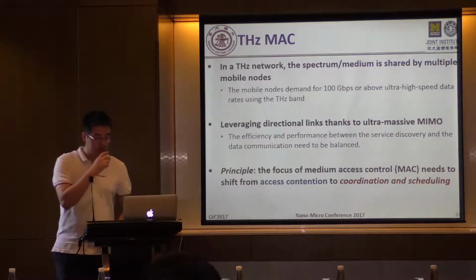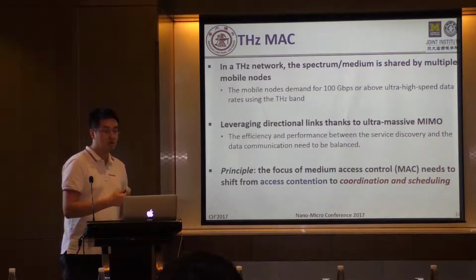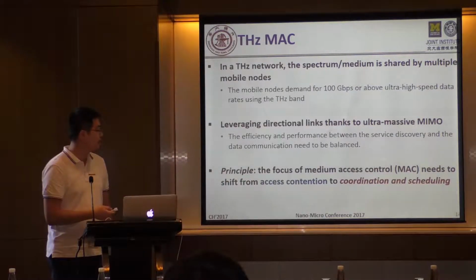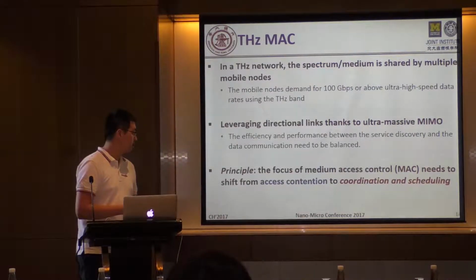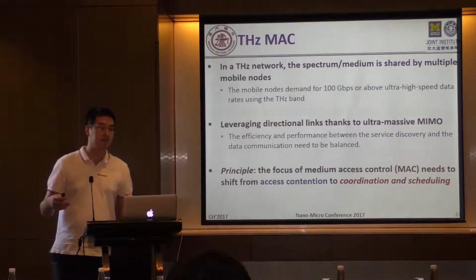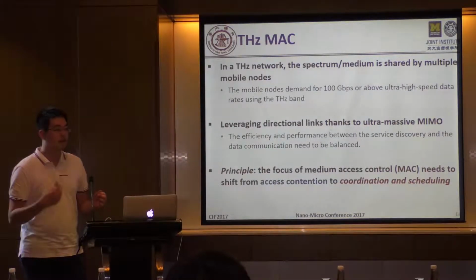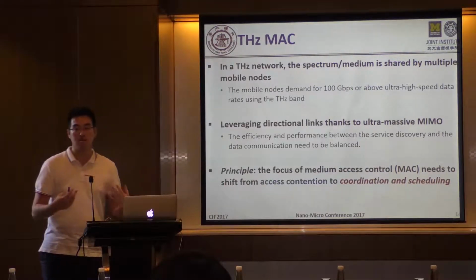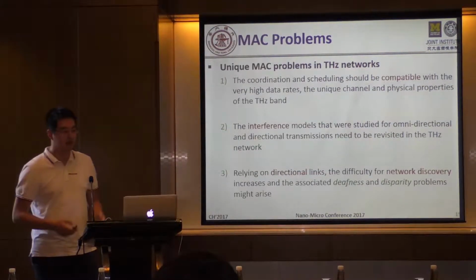So the terahertz MAC: the spectrum medium is shared by multiple mobile nodes, and each of them will require 100 gigabits per second. So that's a very good challenge. And we want to leverage directional links, for example, thanks to ultramassive MIMO or very large antenna arrays. The principle, different from lower frequencies, is that the focus of the MAC needs to shift from the access protocol, for example CSMA, to coordination and scheduling. Every device has a huge bandwidth to use, and each device requires very high data rates to transmit. So the focus becomes coordination and scheduling. And of course, plus we have an AP, we can do this.